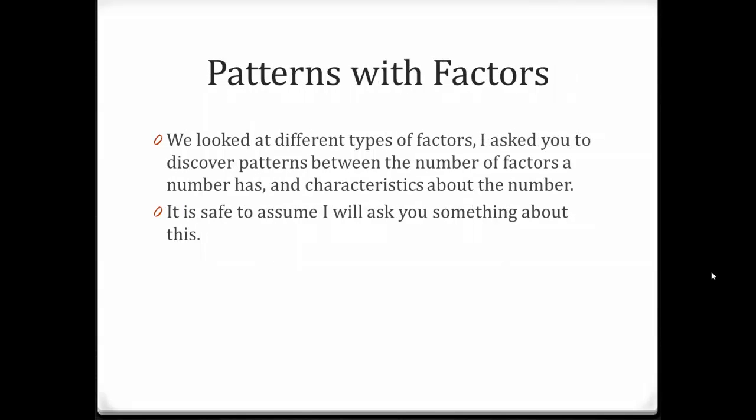Patterns with factors. We look at different types of factors. In that assignment, I asked you to discover patterns between the number of factors a number has and the characteristics about that number. So, for instance, 5-factor numbers, they're always a square. 3-factor numbers are always a square of a prime. Stuff like that. So it's safe to assume that it will ask you something about this, probably a pattern that you haven't seen before.